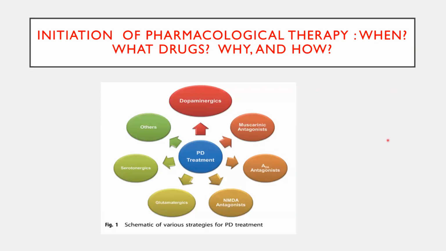So let us come to the treatment. Pharmacological treatment is very extensive. We need to know when to start, what drugs to opt for, how to start the drug, and how to taper the drugs. Okay, there are multiple options: dopaminergic drugs and muscarinic antagonists, A2A antagonists, NMDA antagonists, glutaminergic and serotonergic drugs are also used in the treatment of Parkinson's disease.